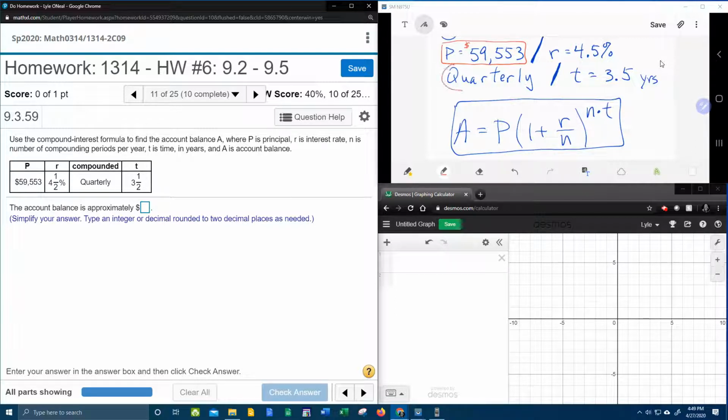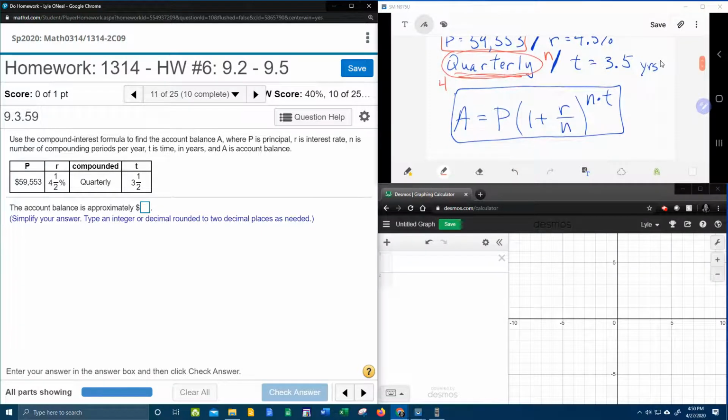All right, now, quarterly. You need to know that quarterly is going to give you the value for N, and quarterly means 4. Okay, so there's several different words they could have used. They could have said compounded annually, semi-annually, quarterly, monthly, daily. They could have said any of those. So you'll need to know the value of N for whatever word they give you there. But quarterly is 4, and they give us the time.